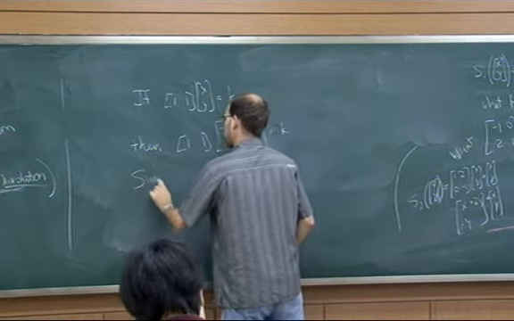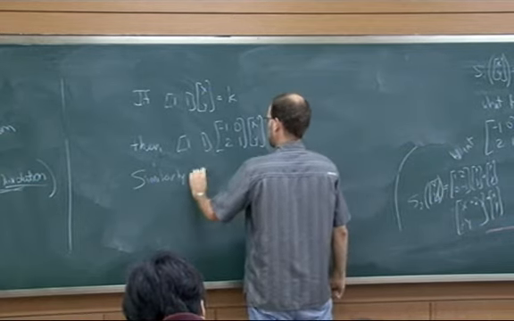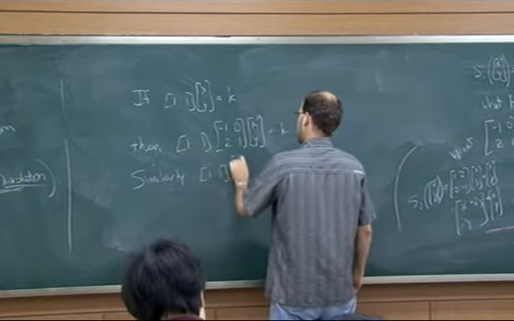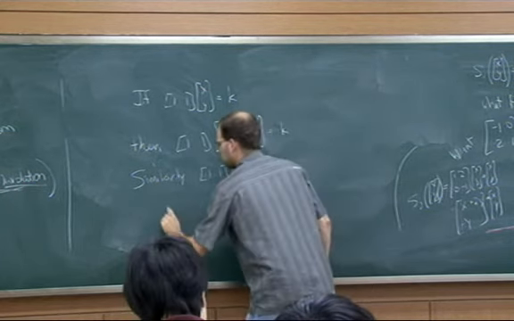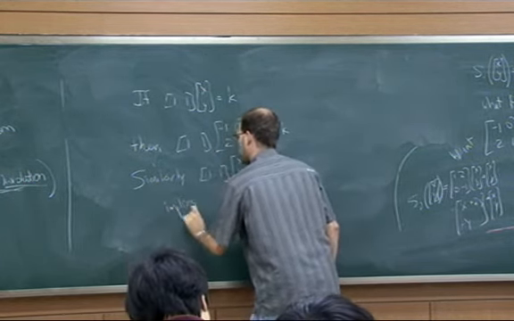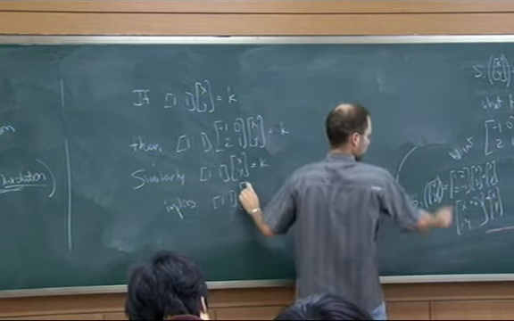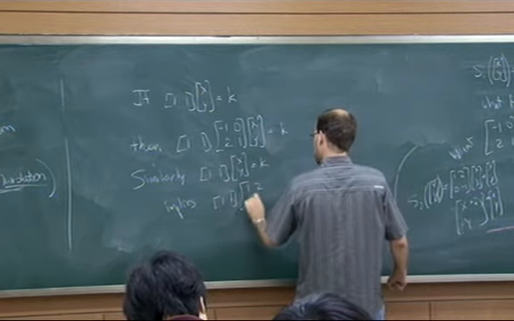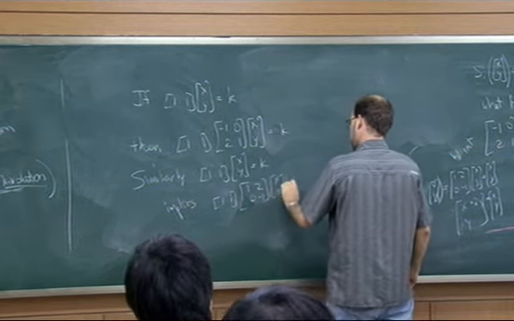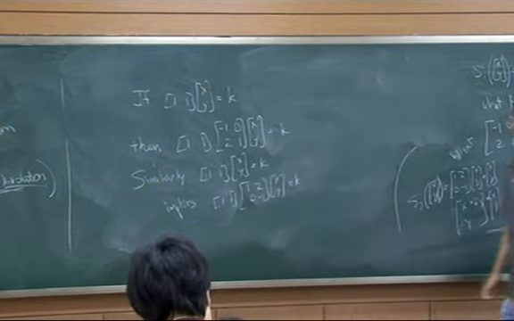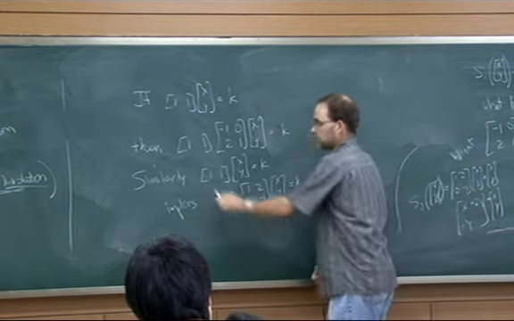Similarly, that being k, and what was the other one? 1, 2, 0, minus 1, times xy equals k. And again, you multiply these two, and you see you get this.